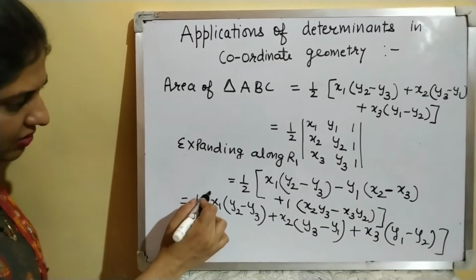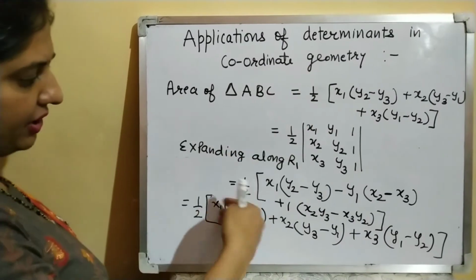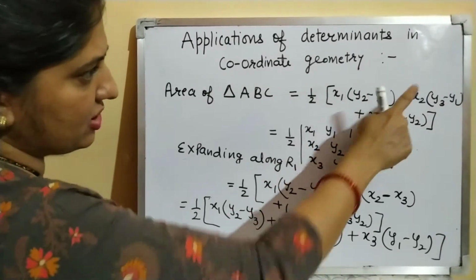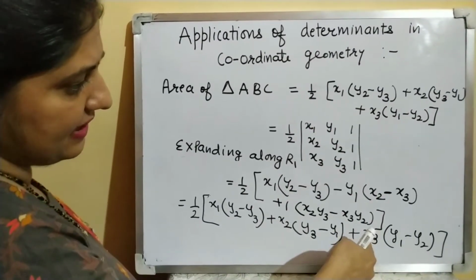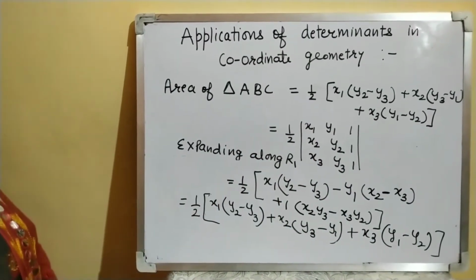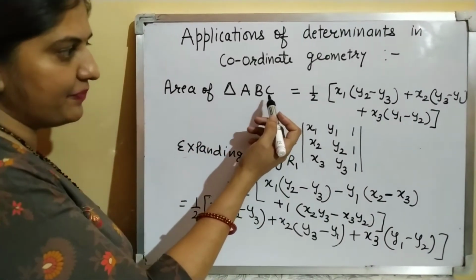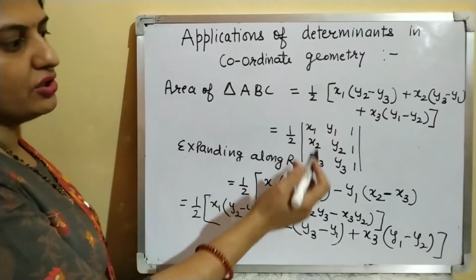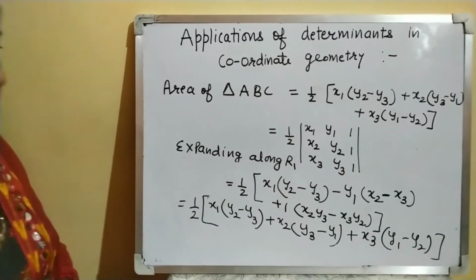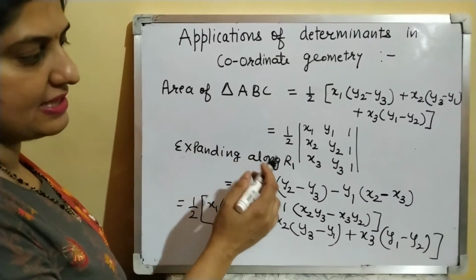Now just check this answer is same as above expression. Half into x1 into y2 minus y3 plus x2 y3 minus y1 plus x3 y1 minus y2. So both the expressions are same. So area of triangle ABC with vertices A, B and C can be found out by using this formula, which is in terms of determinant. Now we will discuss some of the questions related to area of triangle ABC.